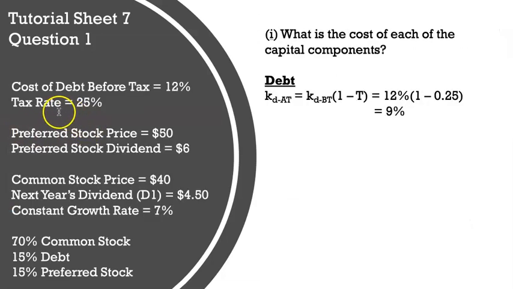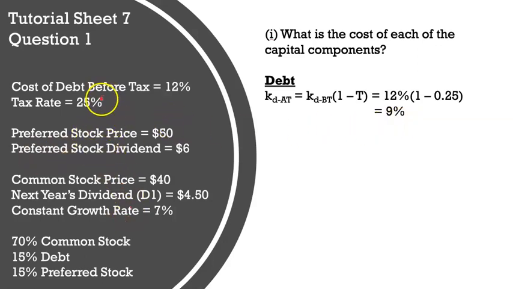So the question indicates that the cost of debt before tax is 12%. The tax rate is 25%. So based on that, we know that the cost of debt after tax is equal to the cost of debt before tax multiplied by 1 minus the tax rate. So here we have it, 12% times 1 minus that, and crunch numbers, 9%. So our cost of debt after tax is 9%.